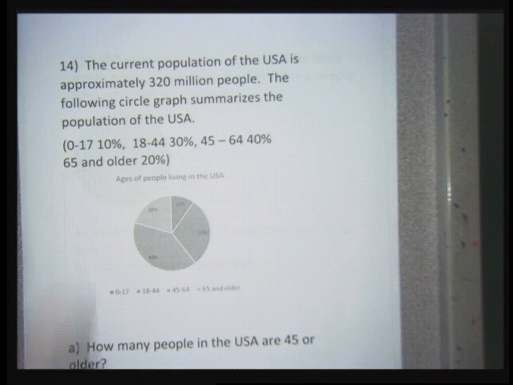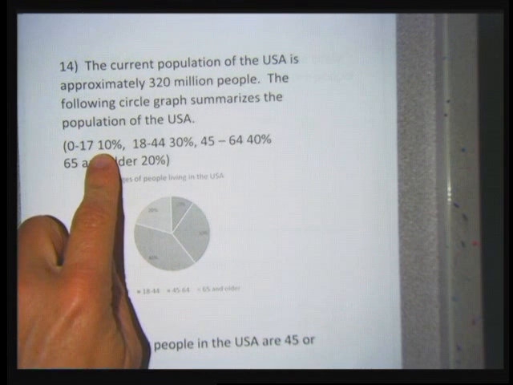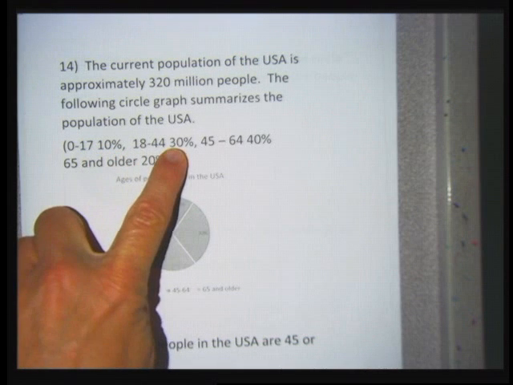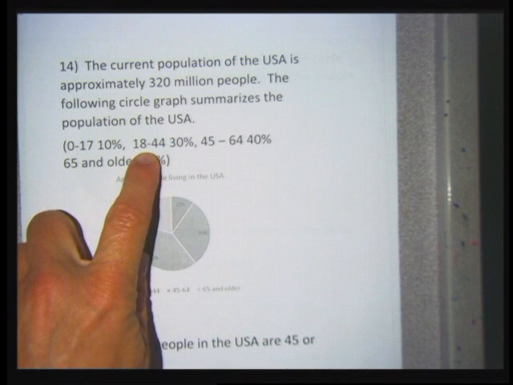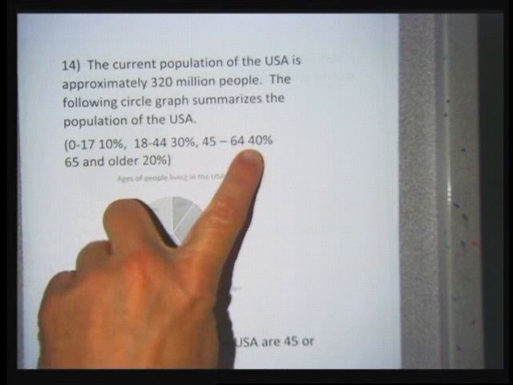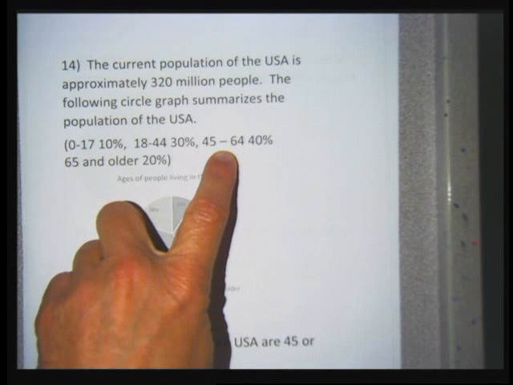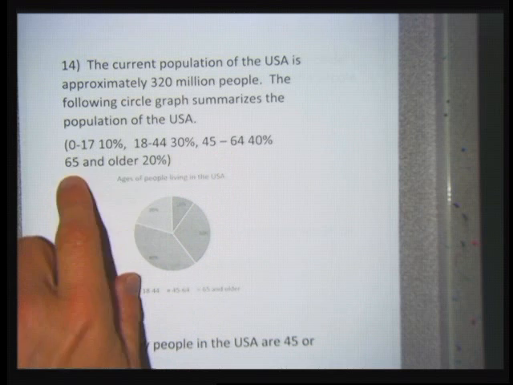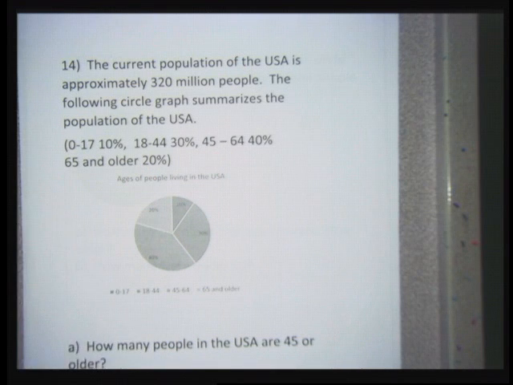So it says 10% of the people are between 0 and 17 years old. 30% of the people in the U.S. are between 18 and 44 years old. 40% of the people are between 45 and 64 years old, and 20% are older than 65. That's what this circle graph represents, but in black and white, it's not that readable.